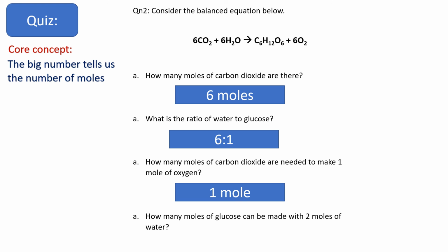Lastly then, how many moles of glucose can be made with 2 moles of water? So I've got water with a 6, so it's a 6-to-1 ratio, but I don't have 6 moles of water, I only have 2, which is a third of it, isn't it? So it's going to be 1/3 of a mole of glucose that can be made, or 0.3 recurring moles of glucose made with only 2 moles of water.